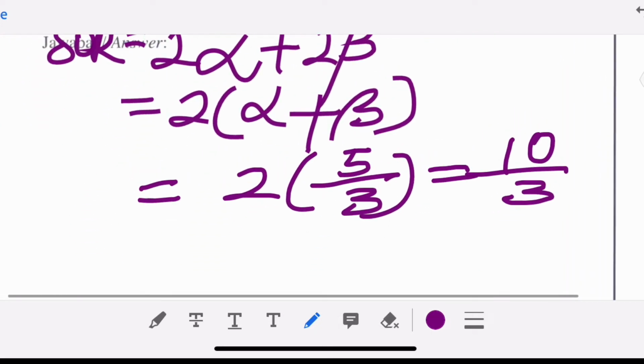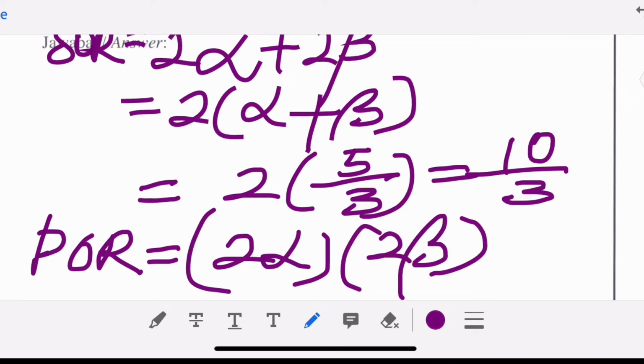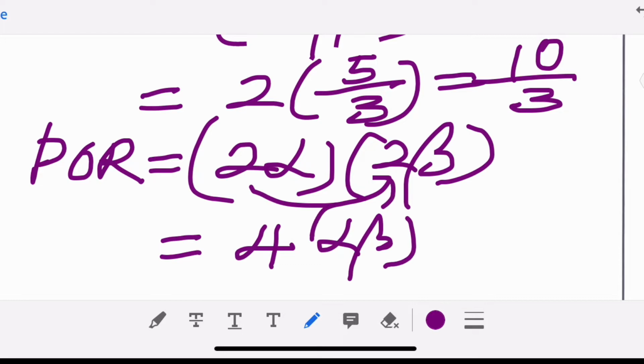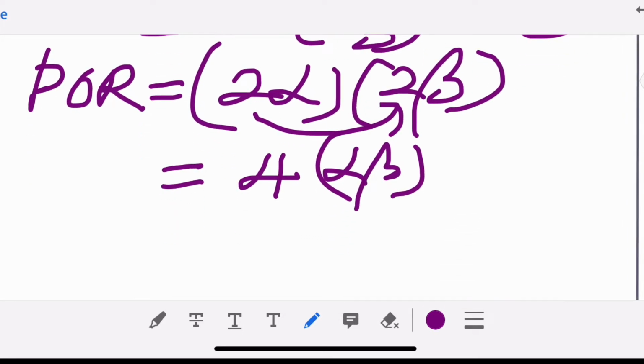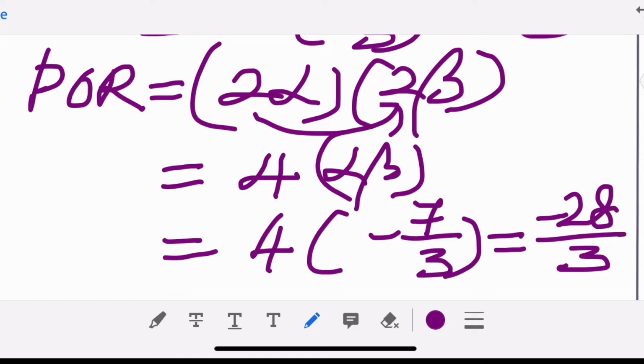Then we need to find the product of the roots, which is 2 alpha, the new root, times 2 beta, because the roots now are 2 alpha and 2 beta. So 2 times 2, you get 4, and alpha times beta you can only write as alpha times beta. And just now, alpha beta is negative 7 over 3, so you get negative 28 over 3.